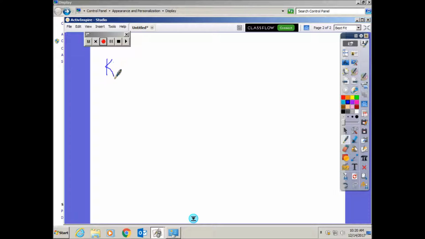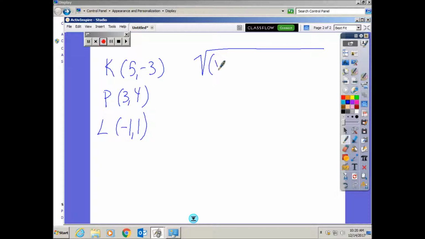The next set of problems was using the distance formula 3 times. So you had K was 5, negative 3. P was 3, 4. L was negative 1, 1. So in order to do this, you need the distance formula. Many of you are using the same reference sheet as the last test. And that should be a minus, right? x2 minus x1 quantity squared plus y2 minus y1 quantity squared.